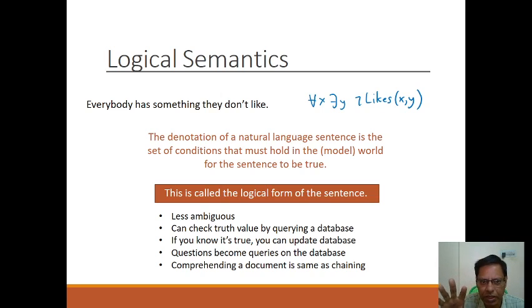The denotation of a natural language sentence is the set of conditions that must hold in the model world for the sentence to be true. This is called the logical form of the sentence. What is the logical form of the sentence? It is less ambiguous and can check truth value by querying a database. If you know it's true, you can update the database. Questions become queries on the database, and coreferencing a document is the same as chaining.